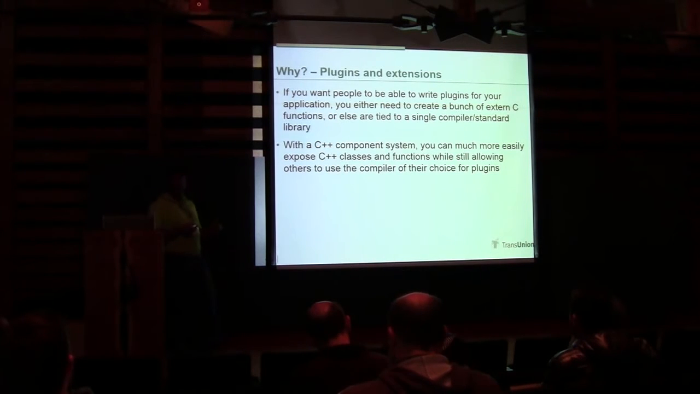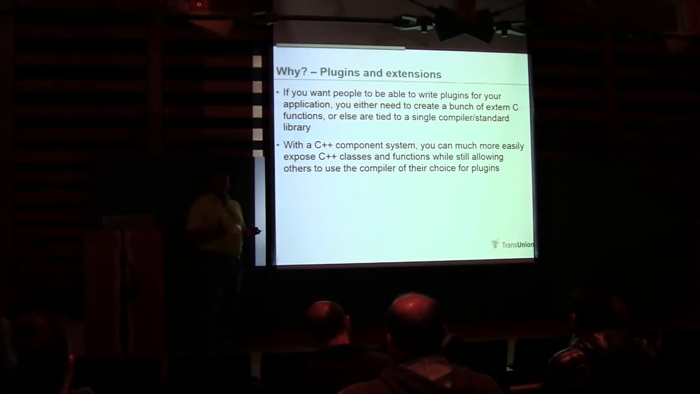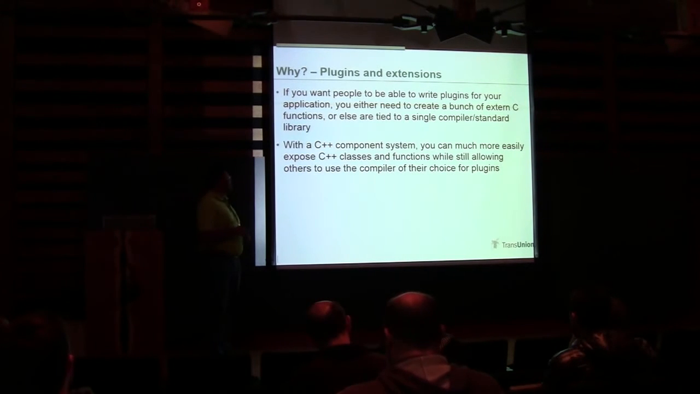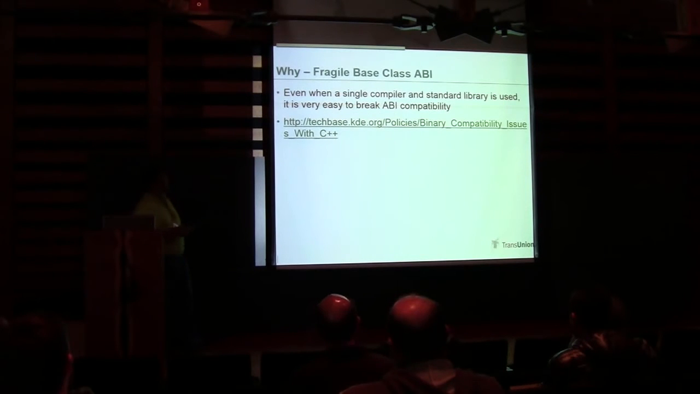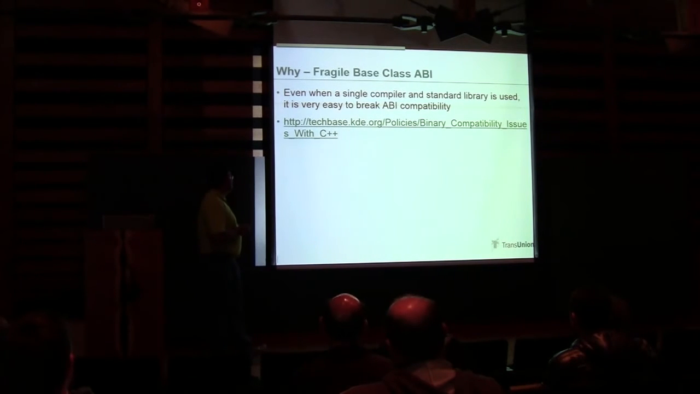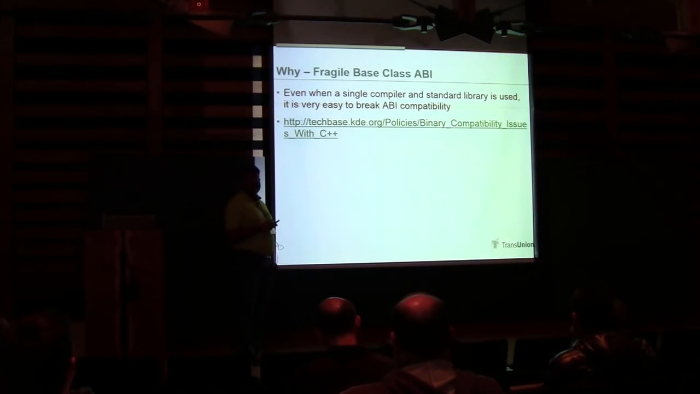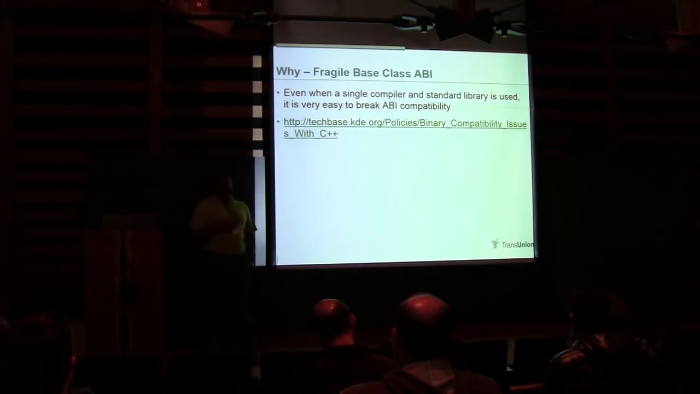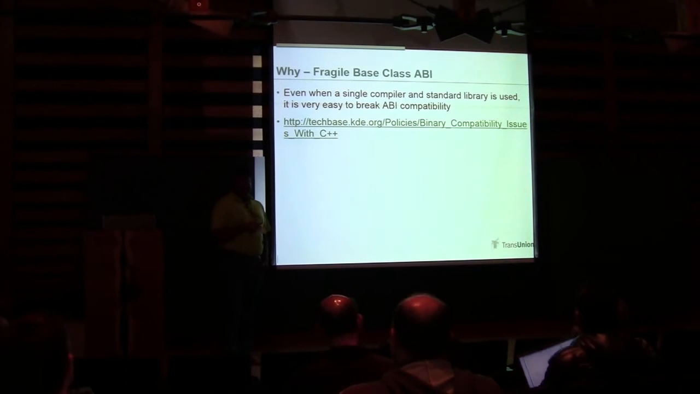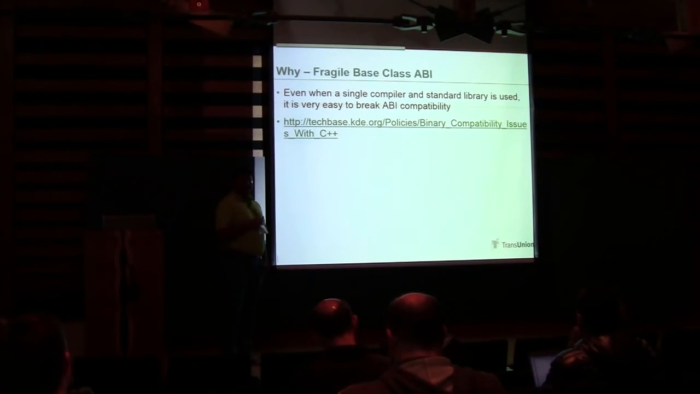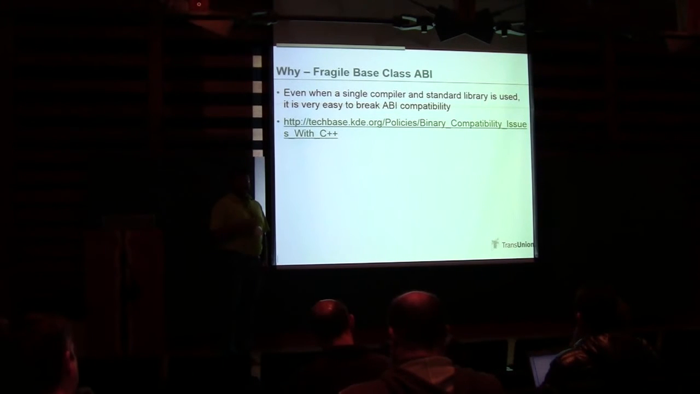However, if you decide you want a more C++ component system, you've tied yourself to maybe one library, one standard implementation, and if you decide to upgrade libraries, everybody else is going to have an issue. Even if you decide, okay, I'm going to stick with a single compiler and a single standard library, it's still very easy to break ABI compatibility. If you don't believe me, KDE maintains a list of the stuff that you can and cannot do to maintain your ABI compatibility across versions. Along the same line, even if you stick with a given compiler, the next compiler version may or may not have the same ABI compatibility. This is a big thing on Windows, where Microsoft makes a point that the different versions are not ABI compatible with each other.